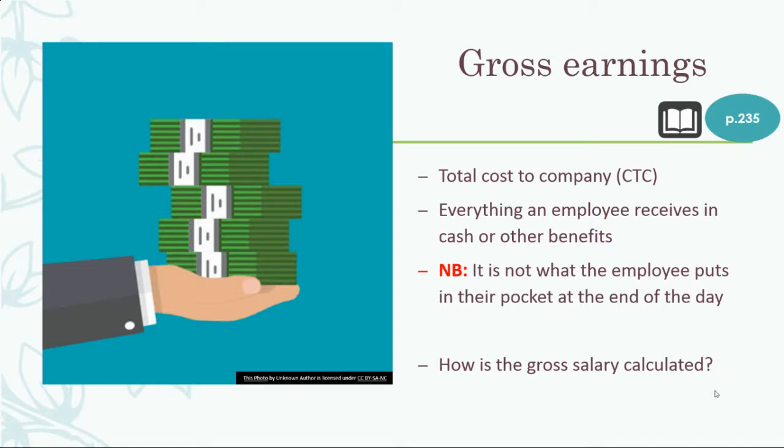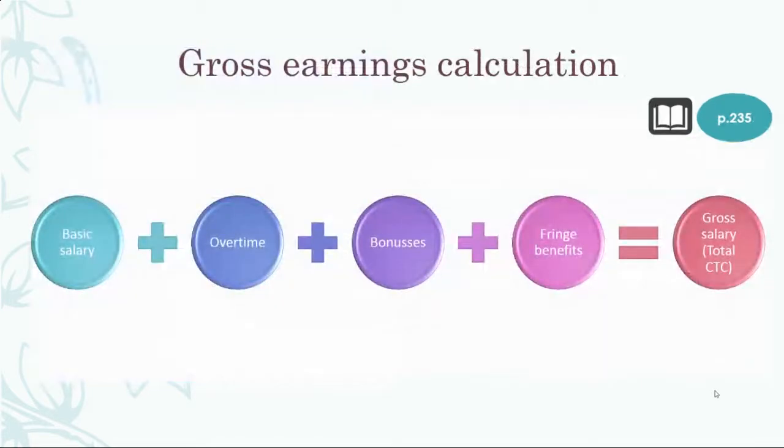So all of that, any cash benefits, any other benefits, so anything you receive will be included in your gross salary. Now let's quickly look at the formula for the gross salary. You have your basic salary, you've got your overtime that you add onto it, and then you add your bonuses, and then you add your fringe benefits, and that gives you a gross salary, which is basically your total cost to company.